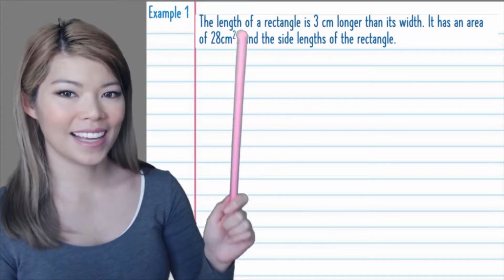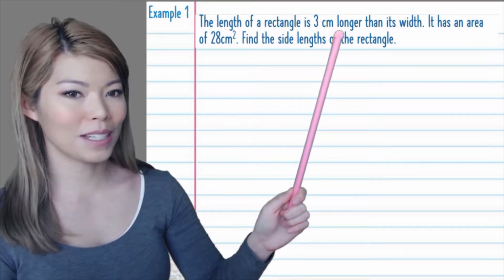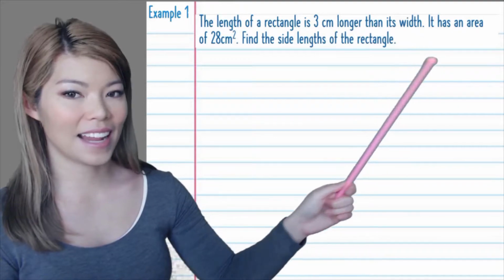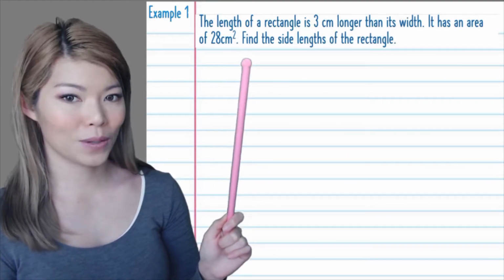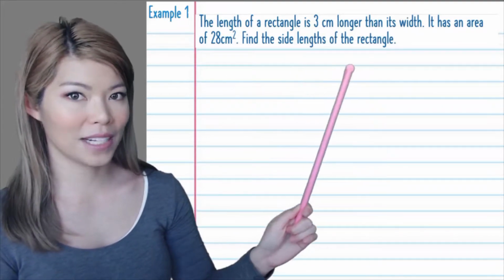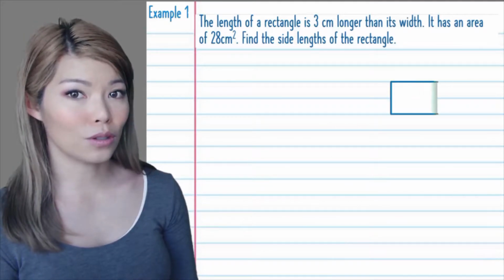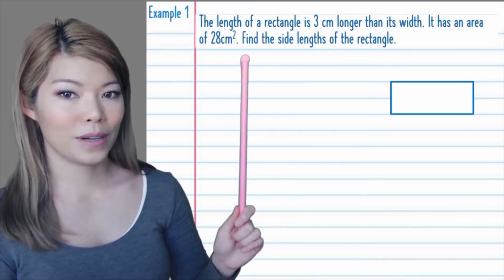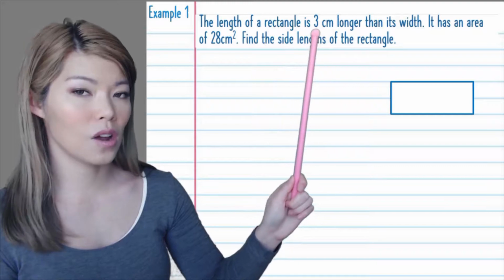Example 1. The length of a rectangle is 3 centimeters longer than its width. It has an area of 28 centimeters squared. Find the side lengths of the rectangle. So the first step is to draw a rectangle. Now we read again, the length is 3 longer than the width.